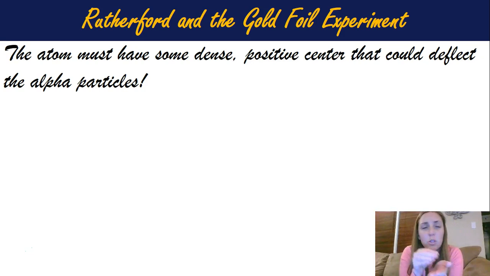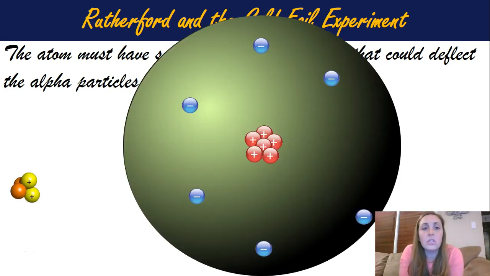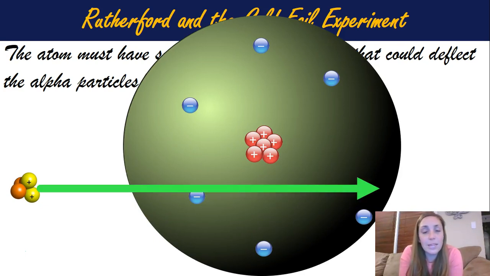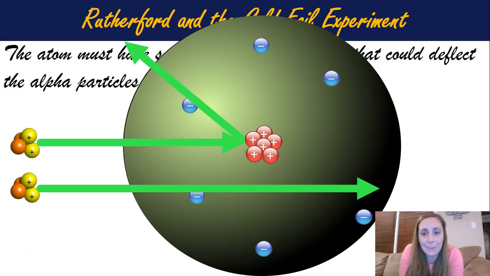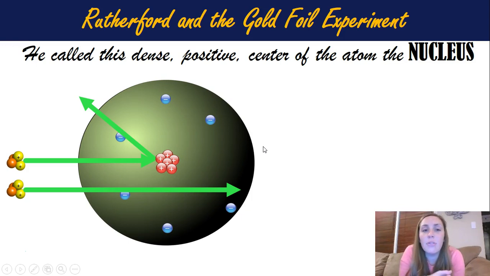It also has to be super, super small because most of the time the alpha particles still went straight through. So most of the atom, the alpha particles go through, and then boom, once in a very blue moon, meaning it's a very small, small, small area. This makes a lot more sense for the atom because if the particle goes here, it passes straight through. But if it goes here, it's going to be deflected. So you know that these positive things have to be in the center. Rutherford called this dense positive center of the atom the nucleus.